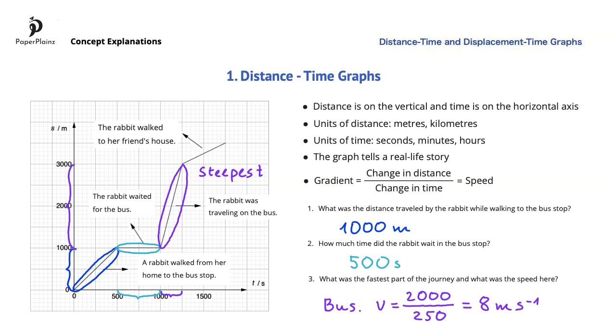One final note here. Even though on exam questions you will often see graphs with straight lines, this is not how actual real-life motion graphs look. Real-life motion graphs would be curvy because motion is continuous and there are no sudden instant changes, as for example here when the rabbit arrives at the bus stop and her speed drops to 0 instantaneously.